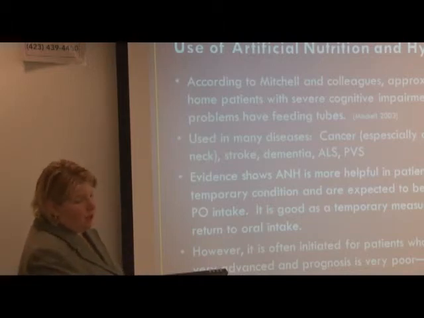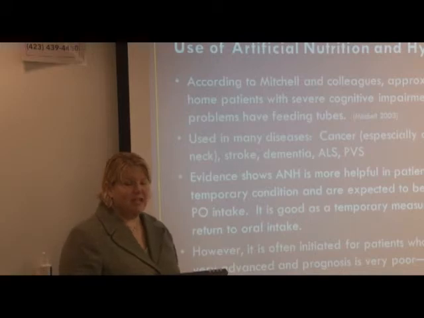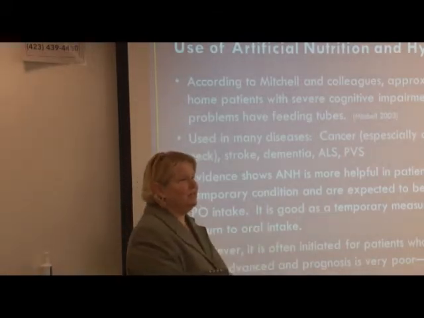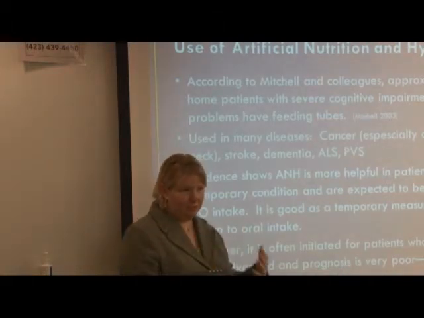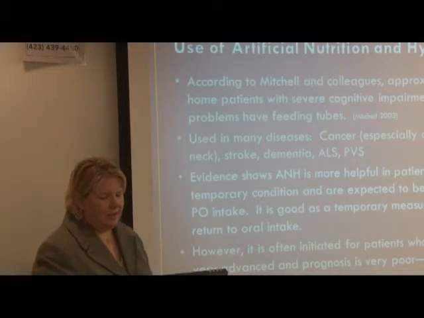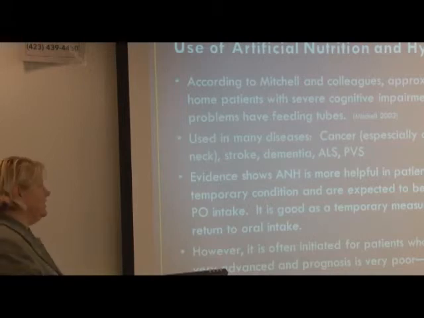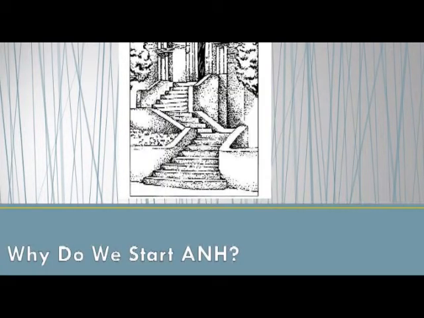Evidence shows that artificial nutrition and hydration is more helpful in patients who have a temporary condition. It turns out that it's a pretty good bridge to getting someone to eat and drink on their own again. So in those situations where there's something temporary going on, it's a good idea. However, it's often initiated for patients whose conditions are very advanced and the prognosis is very poor, and it has much less efficacy in these patients. So how come we do this?